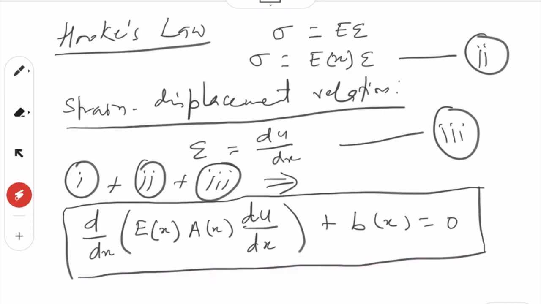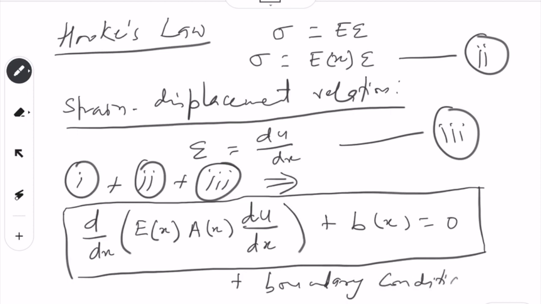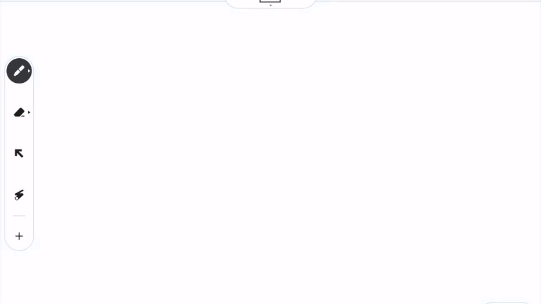Now, in order to solve it, you also need some boundary conditions. So, you have to write the differential equation plus boundary conditions. A differential equation is not just one equation, it also comes with boundary conditions, so that it has a unique solution. The boundary conditions will vary from problem to problem, but one thing we want to see is what is known as the essential boundary condition.